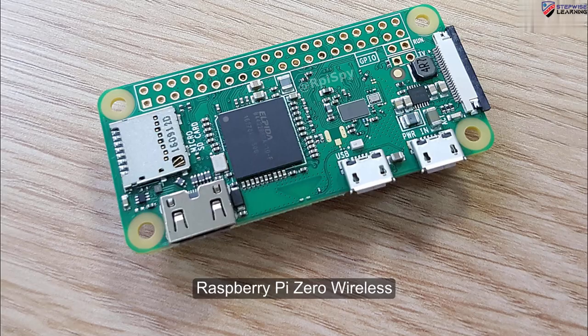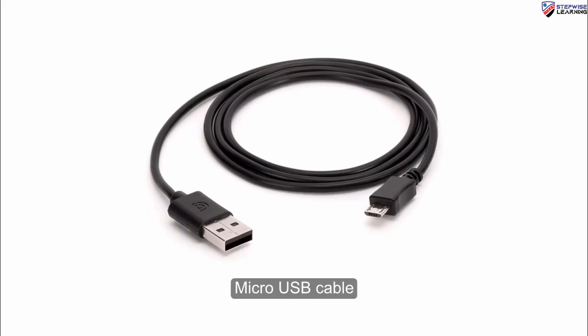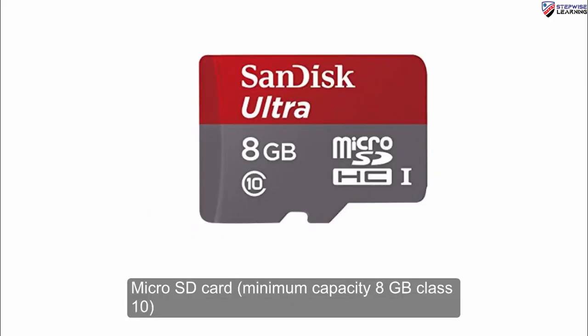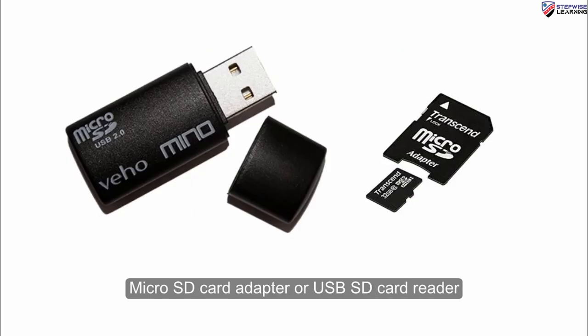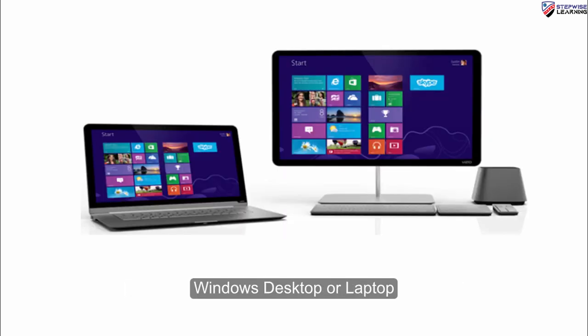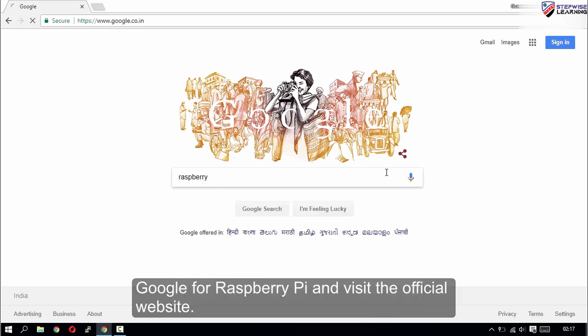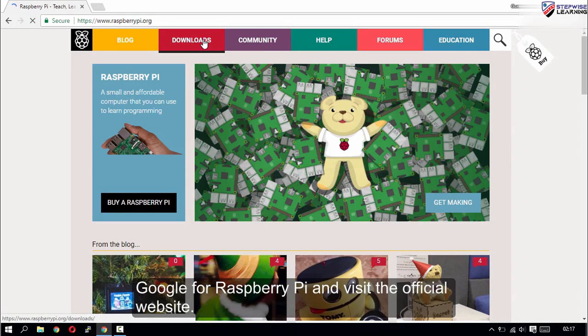Raspberry Pi Zero wireless, micro USB cable, micro SD card, minimum capacity 8 GB class 10, micro SD card adapter or USB card reader, and a Windows desktop or laptop. Google for Raspberry Pi and visit the official website.